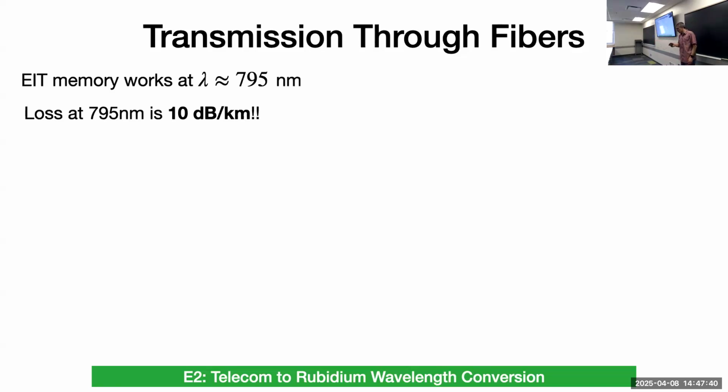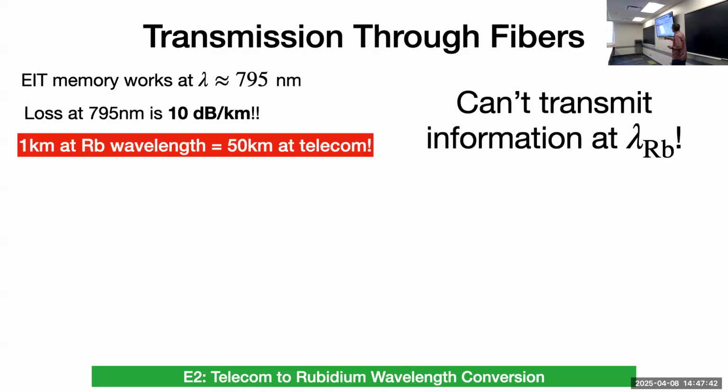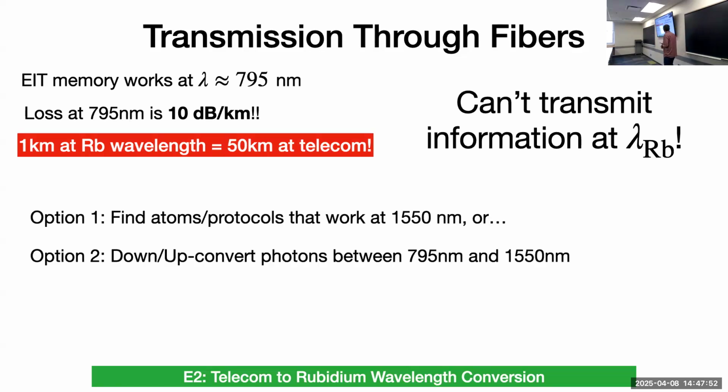So that 10 decibels per kilometer of loss means that 1 kilometer of rubidium wavelength fiber is like 50 kilometers of telecom. We can't send information this way reliably. Loss will actually kill us. What we can do is either try to find a new protocol, a new set of atoms or artificial atoms that can work at 1550, or try to up or down convert photons to an appropriate wavelength.